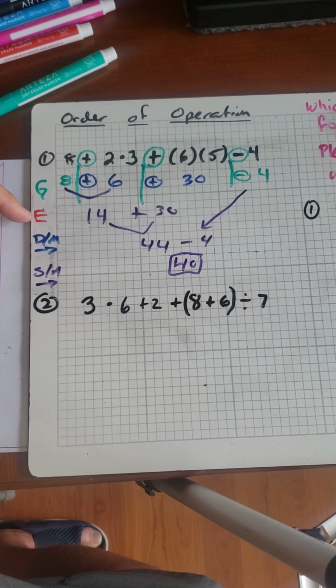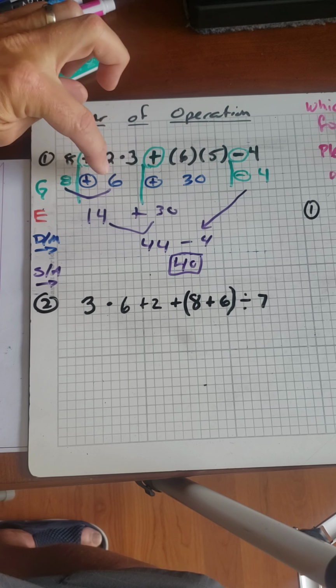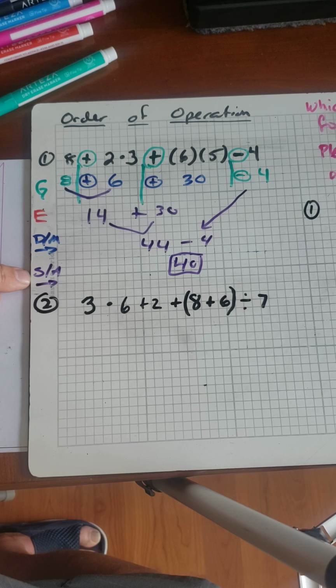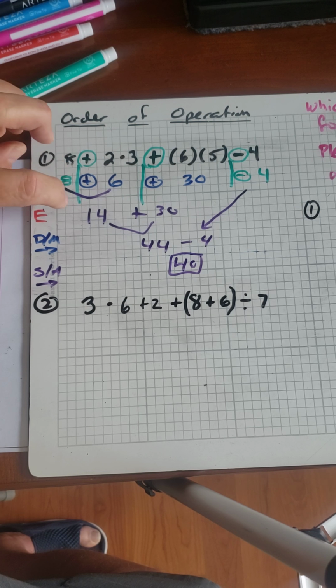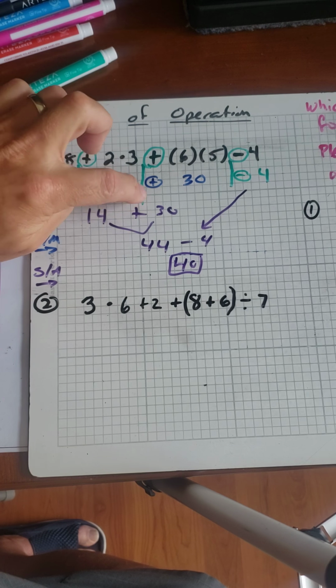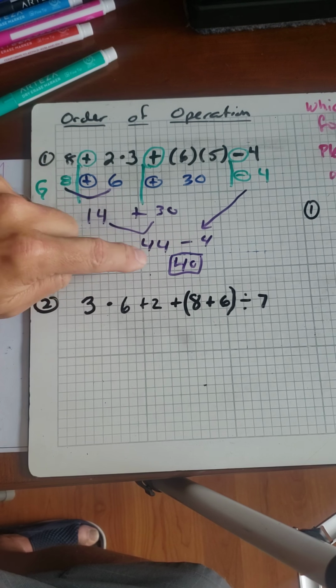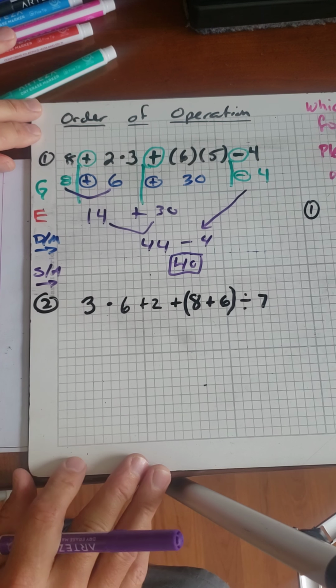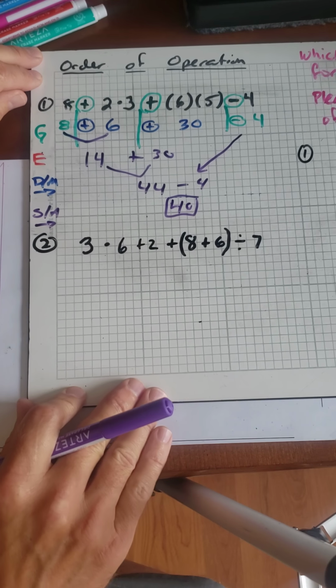I didn't have any exponents, so there's no red in here. Then I did my divide and multiply. That's the blue sections, these two. And the last thing I did was my purple, which was subtract and add from left to right. So I started here on the left-hand side, and I subtracted and added and went to the right. So I added first, and then I added again, and the last thing I did was subtract and got to my final answer. Okay? All right, so now let's take a look at that bottom one there.